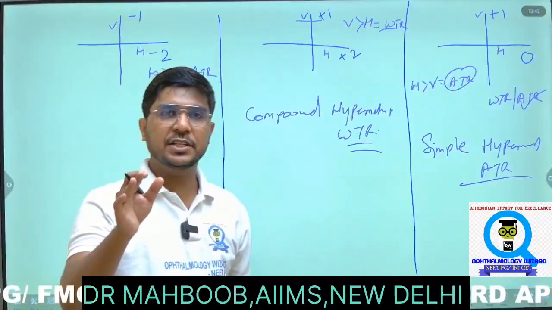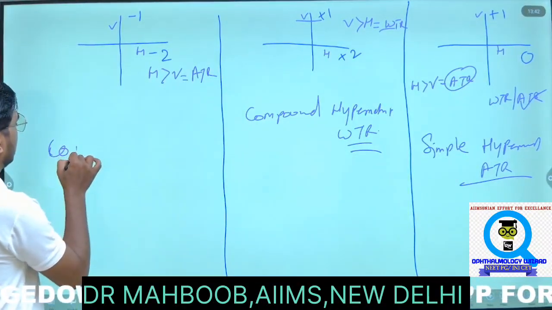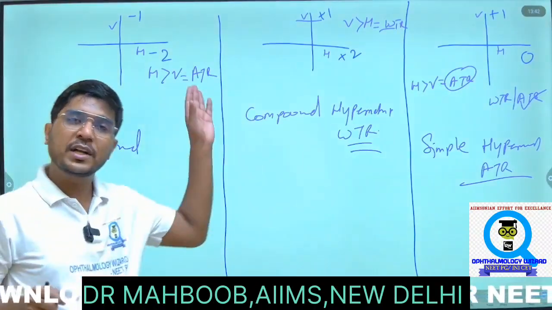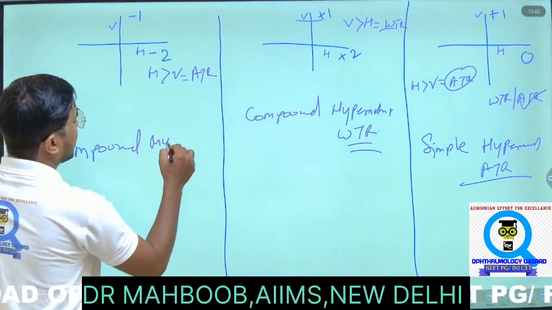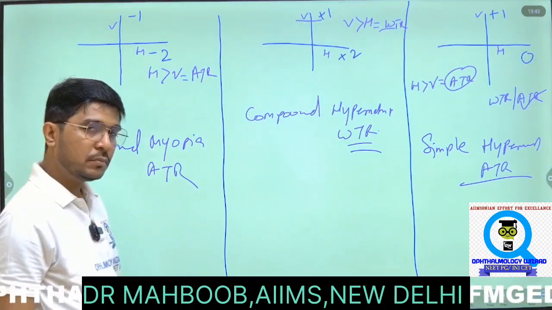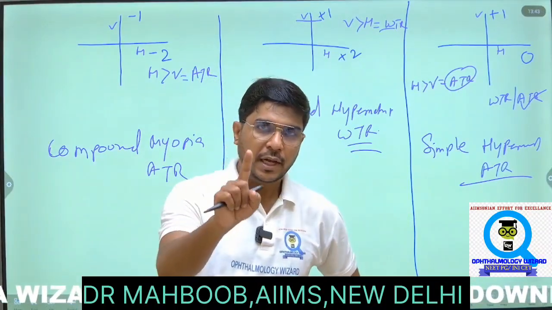You cannot see any 0. Means it is not simple. It is compound. And what is the sign? It is minus. So it is compound myopia against the rule. You got the point?